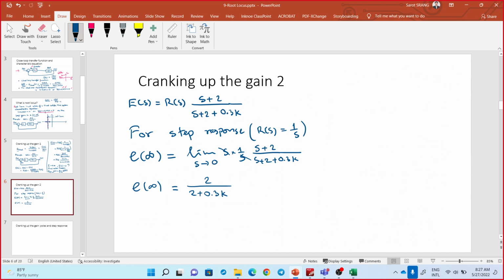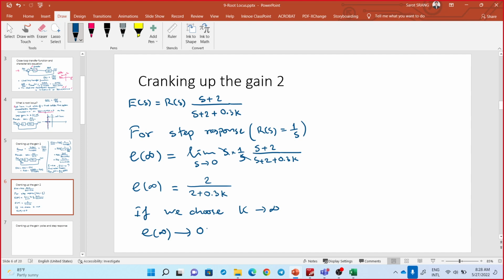So here, when k goes to infinity, if you choose, let's say v, k tends to infinity, then you can have the error tend to 0, right? So this is why they say crank up the gain, which means for some systems, the higher the gain, the better the performance.